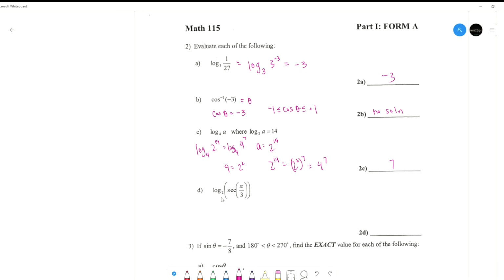Okay, so now we have log base 2 of secant pi over 3. Remember, pi over 3 is the radian. If you don't recall, secant is the reciprocal of cosine. So you should already know what cosine of pi over 3 is based on the table, which is 1/2. So that means secant is equal to 2 over 1.